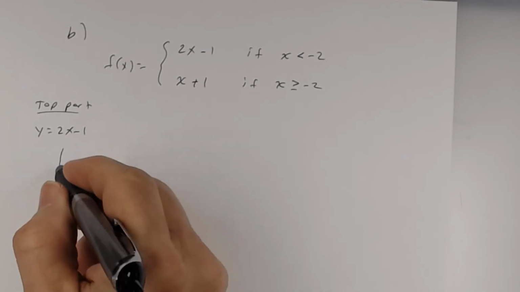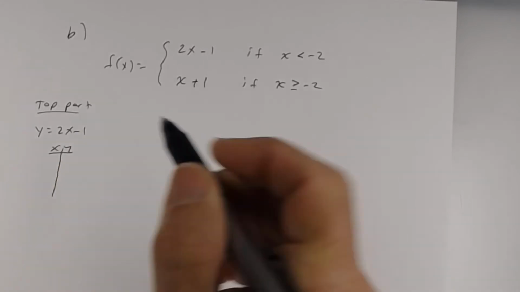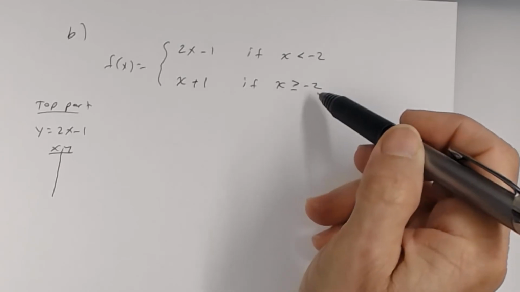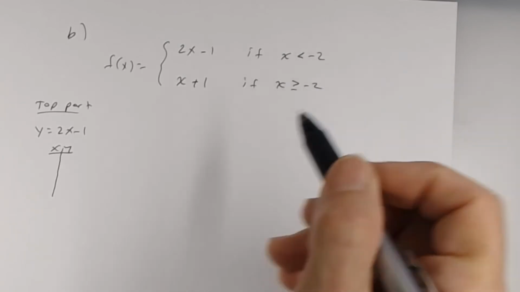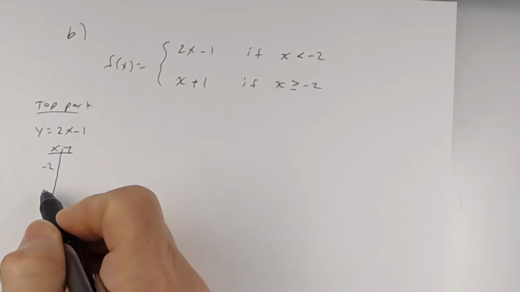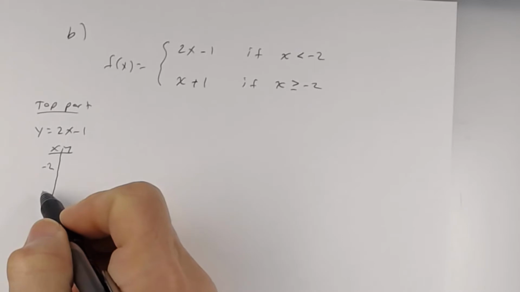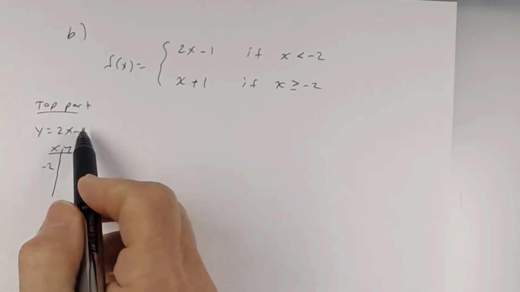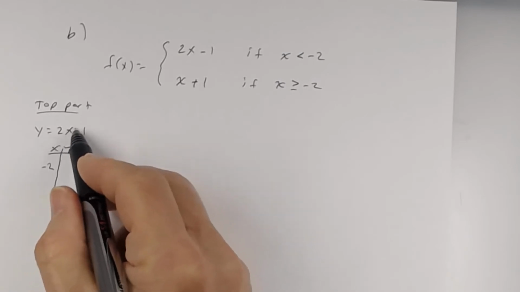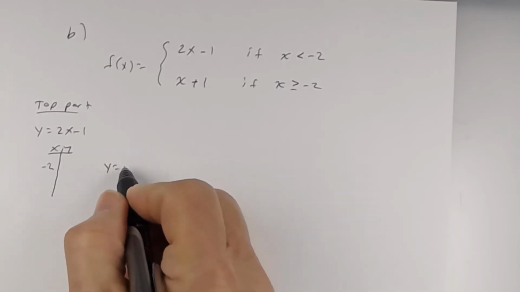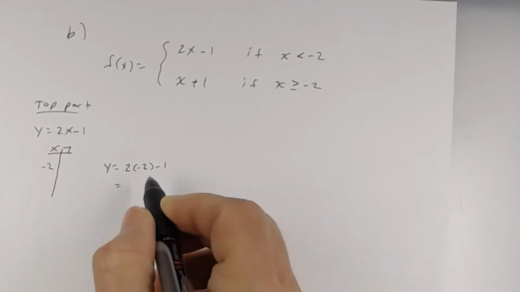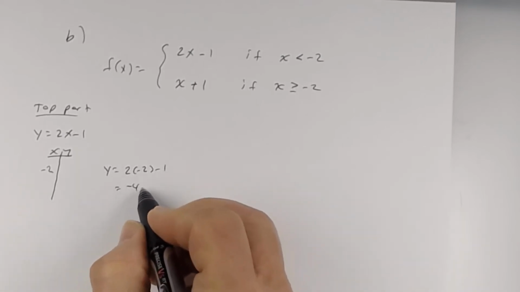When I do a t-table, I need to use these x values right here that you see. So I'm going to use what x value here to start off with? Negative 2. Okay? Now when x is negative 2, I'm going to go back to this function, this equation, and where we see an x, I'm going to substitute negative 2. So I get y equals 2 times negative 2 minus 1. What's 2 times negative 2 minus 1? So it'll be negative 5.